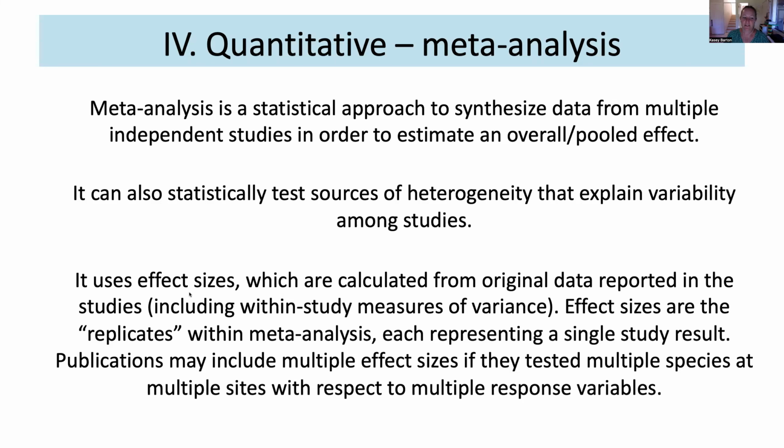And it uses effect sizes, which is a test statistic from those individual studies that is similar across studies. And what kind of effect size you use depends on the study. But the key thing is that meta-analysis includes both within study variance, that's really important, but also between study variance. So we can look at sources of heterogeneity. We can identify variables that statistically explain variability across the studies. And that's really helpful when there's a lack of consensus.